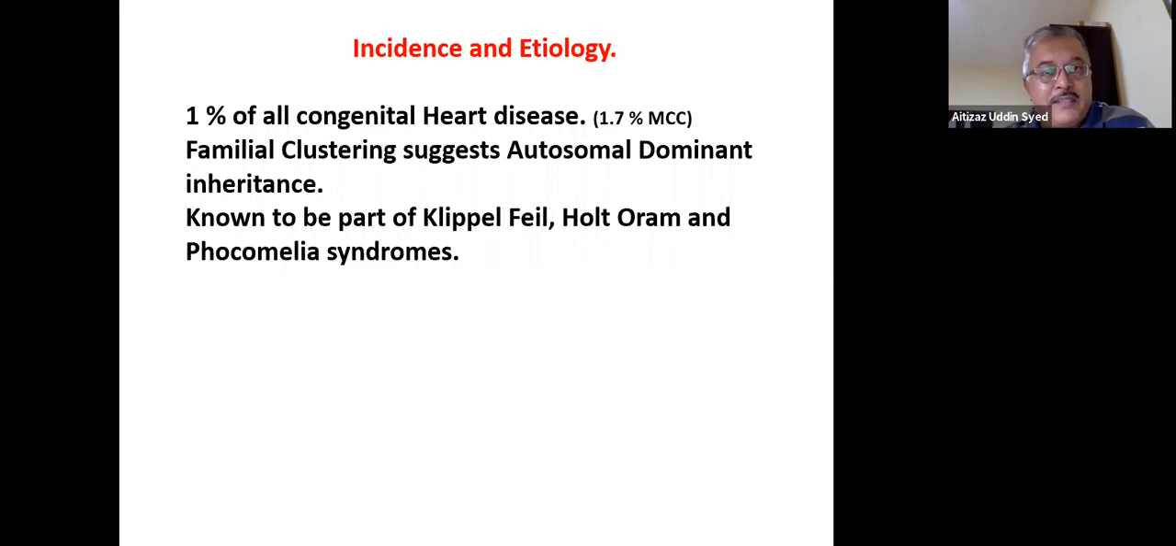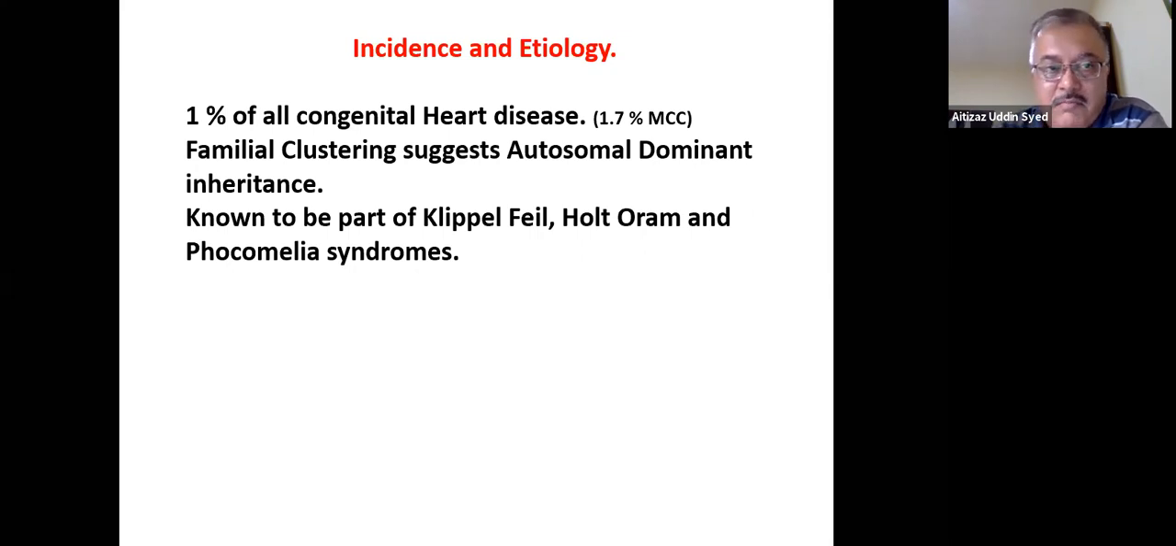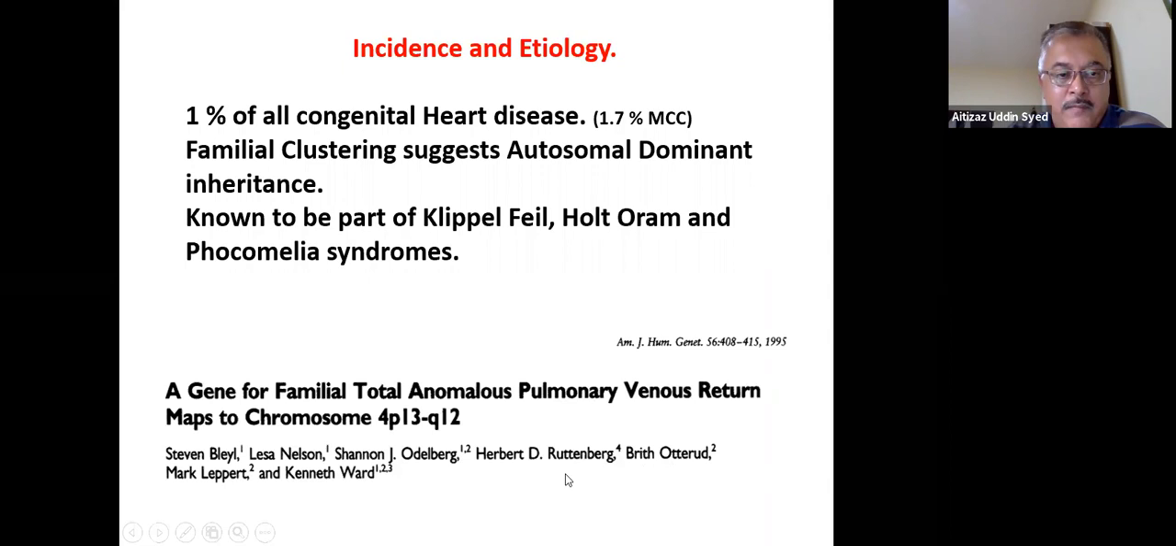So we skip to the next thing: how much is the incidence? Almost 1% is said to be the incidence. We kept a database in Medina Cardiac Center, and we found that in our surgical database it's 1.7%, which is about the same. But there's also familial clustering, which suggests autosomal dominant inheritance, and it's also part of some of the syndromes. And actually, there's been one identified gene, on a chromosome, connected to total anomalous pulmonary venous return.